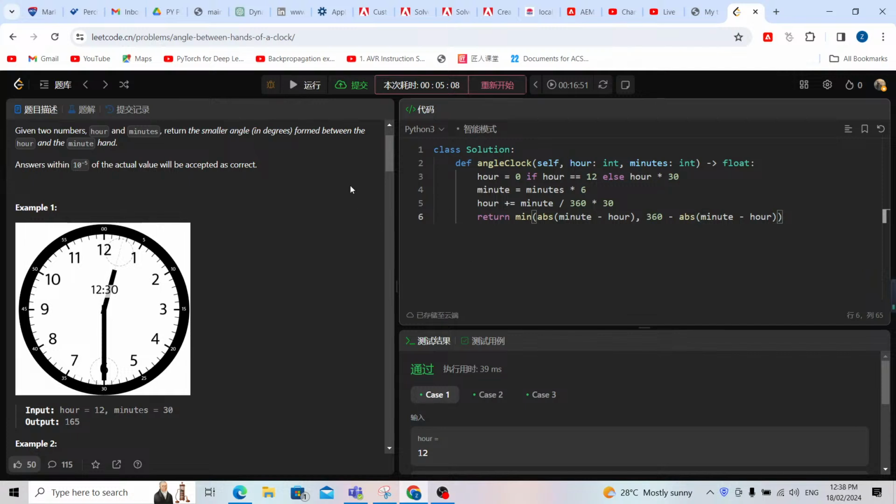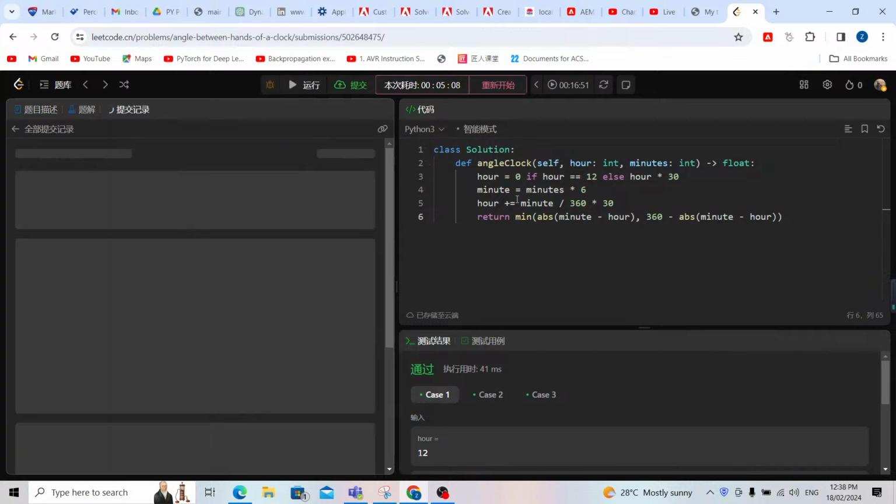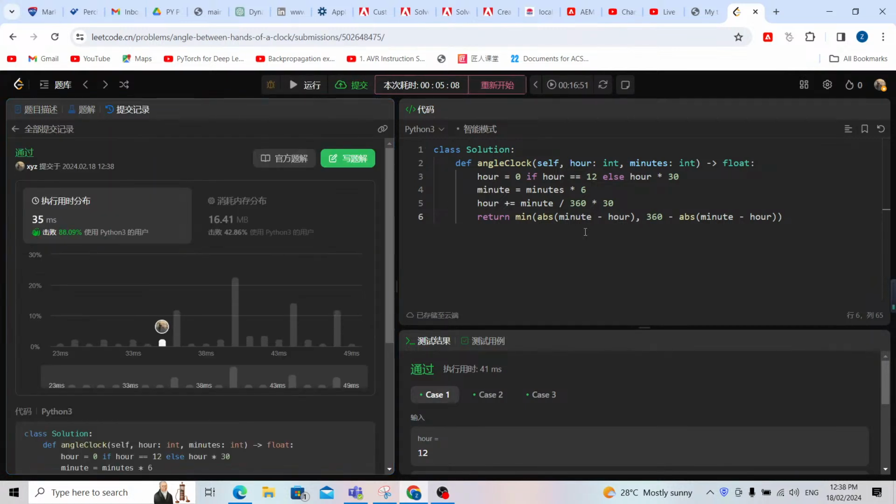So this is the entire code. It is a mathematical problem. I think it is a primary mathematical problem. As you can see, it works. And the time complexity is just O(1), because it is just some formulas to calculate.